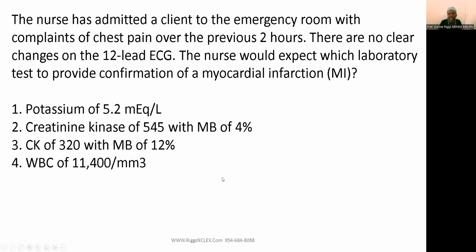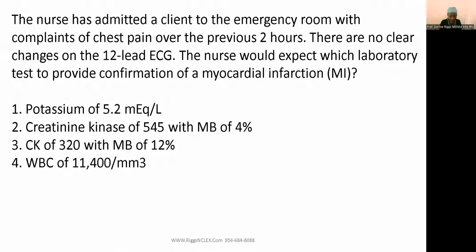The nurse has admitted a client to the emergency room with complaints of chest pain over the past 2 hours. There are no clear changes on the 12-lead ECG. The nurse would expect which laboratory test to provide confirmation of a myocardial infarction, MI. So how do you diagnose an MI? That's it. You see how I rephrase questions? That's really all this question is asking you. How do we diagnose this?